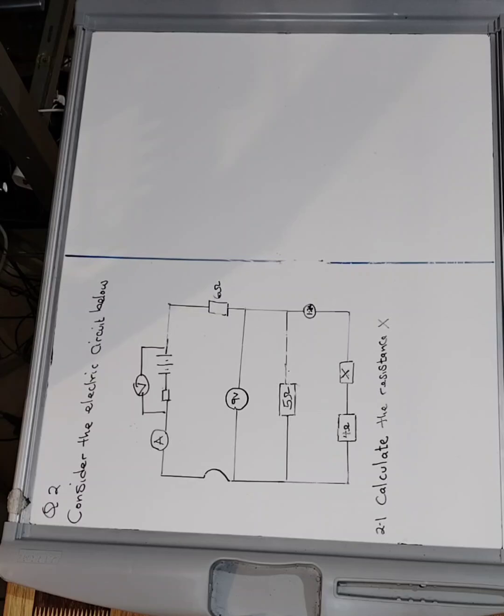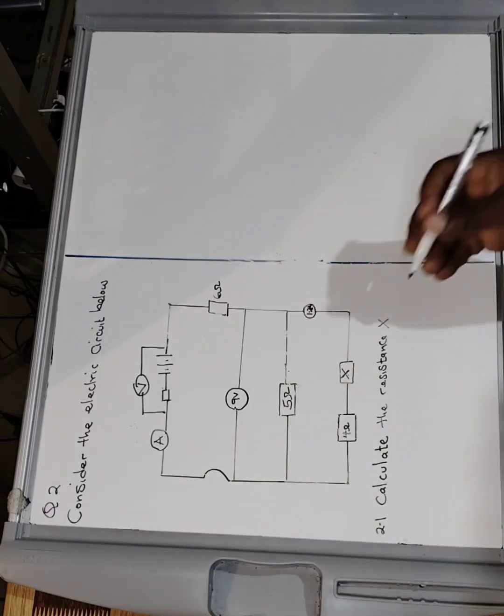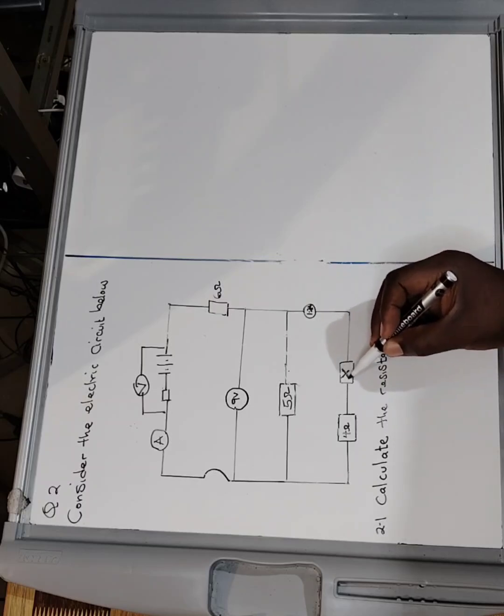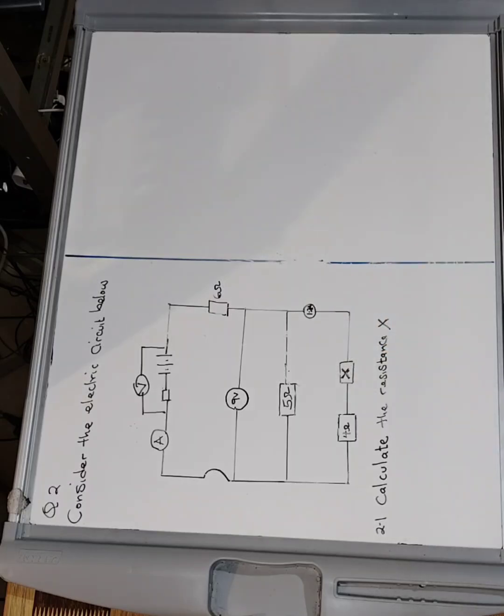Now, today we are looking at this question. It comes from electrical circuits. First question says, calculate resistance X. So when you look at this, this is the resistance we are talking about. This is X. How do you find X? How do you determine X? This is what you have to know.